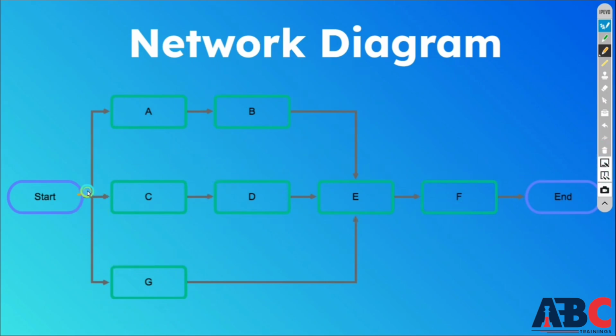And after this comes your successor. What does successor mean? What is going to come after this. So for start, what is your successor? A, C, and G. These are your successors. Then for A, what is your successor? B, D, G is E, B and D is also E. Successor is the next activity and predecessor is the previous activity. If we try to understand it in simple language, then this is successor and predecessor.